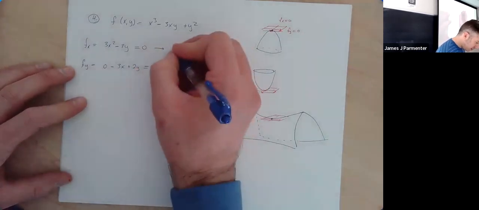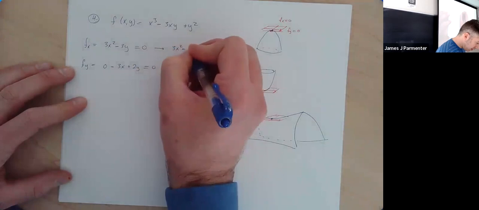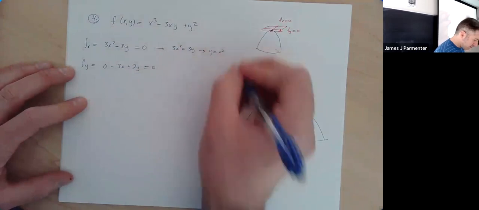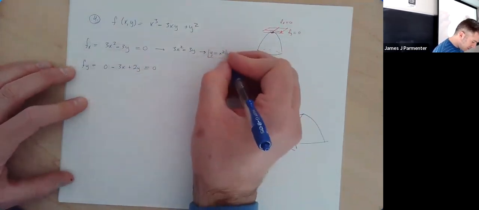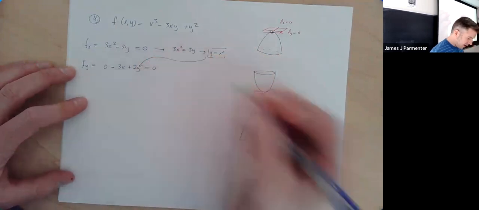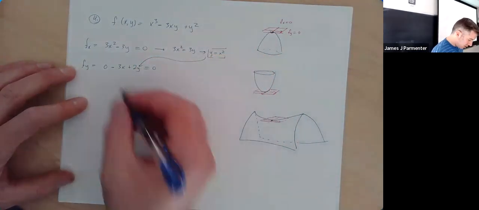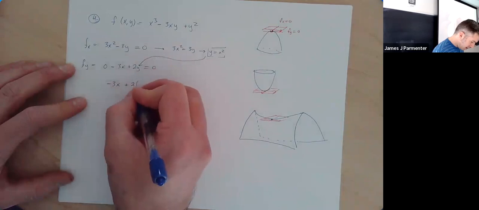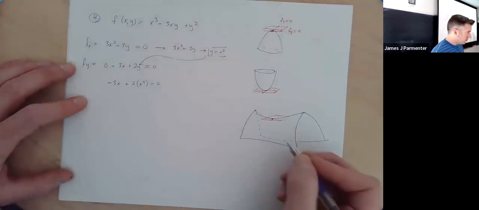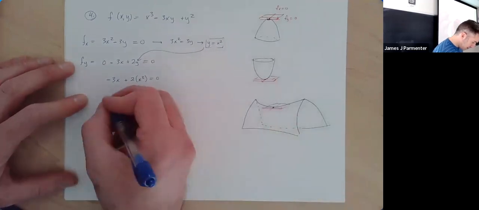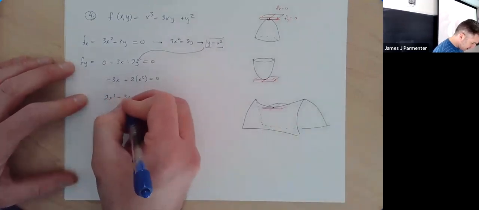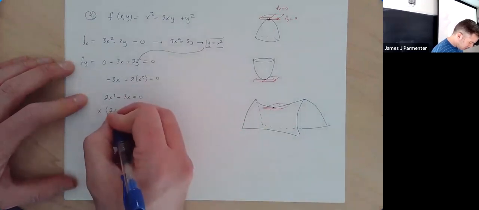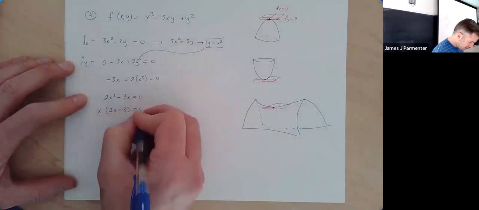Say, well, I've got 3x squared equal to 3y, divide both sides by 3. I've got x squared equal to y, or y equal to x squared. And then I'm going to plug that in for y into the other equation. So here I'm going to have negative 3x plus 2 times x squared equal to 0, which I might rewrite as 2x squared minus 3x equal to 0, and then factor out an x. I'm going to have x times 2x minus 3 equal to 0.